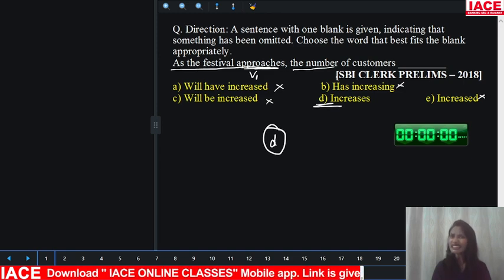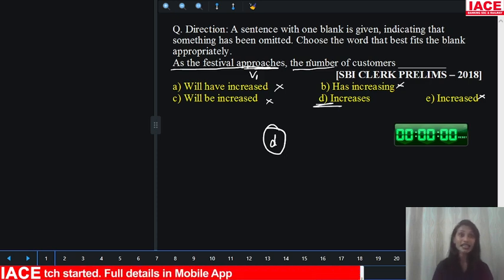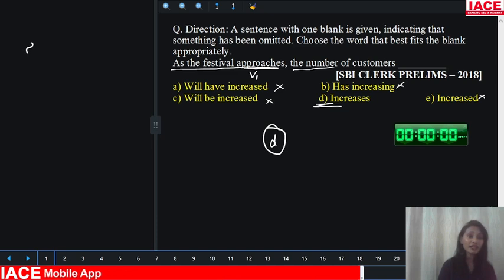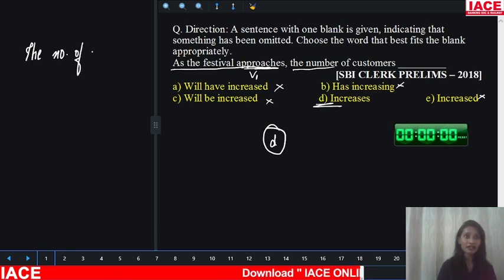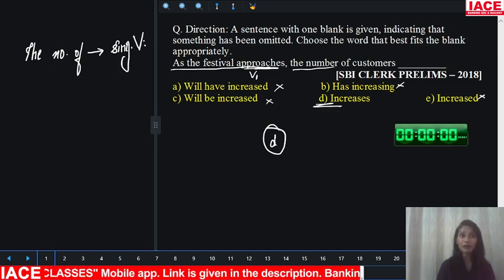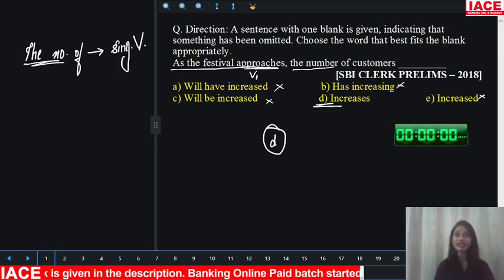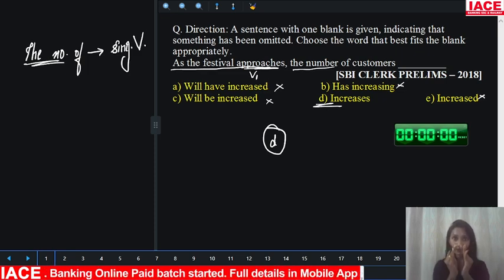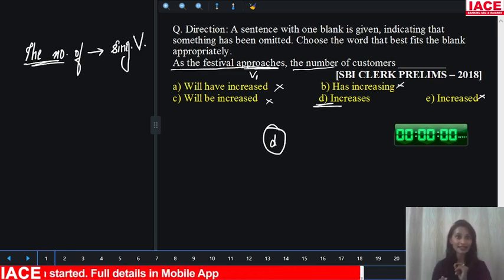But why increases here? Customers is there, no? Yes, customers means plural, so it requires a plural verb, but no, that is not the subject. Here, do remember whenever we have the number of, it always gives a singular sense. So you have to take a singular verb, because the number of expresses one as a whole, one single.